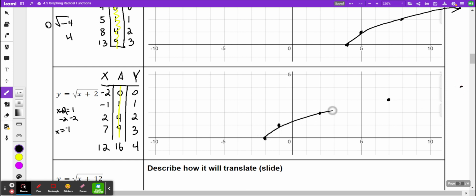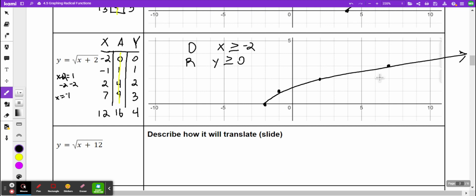So then this would go like this. And so we can talk about it. We could say, hey, look, it's increasing, it's positive. We're going to say, hey, our domain is x is going to be greater than or equal to negative 2. Our range is still above what, greater than or equal to 0. These are the same points. So let's talk about how they translate.